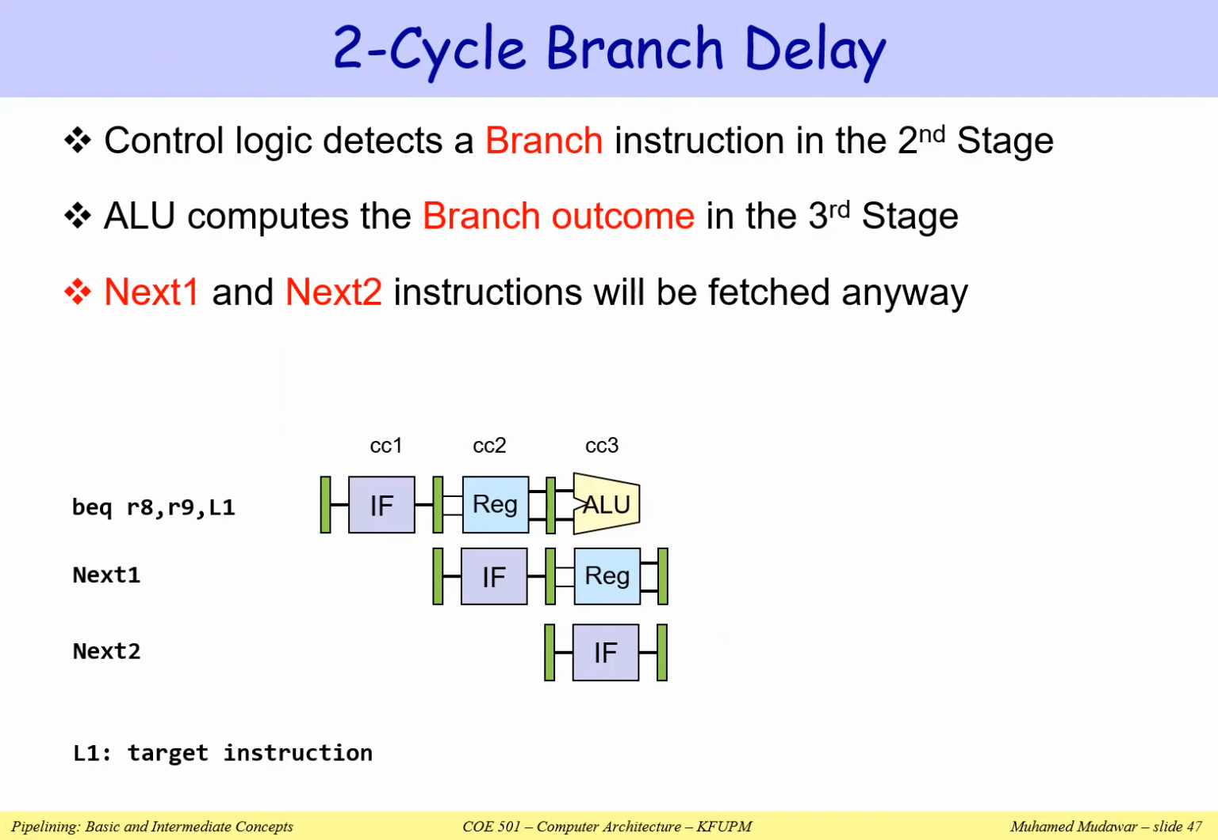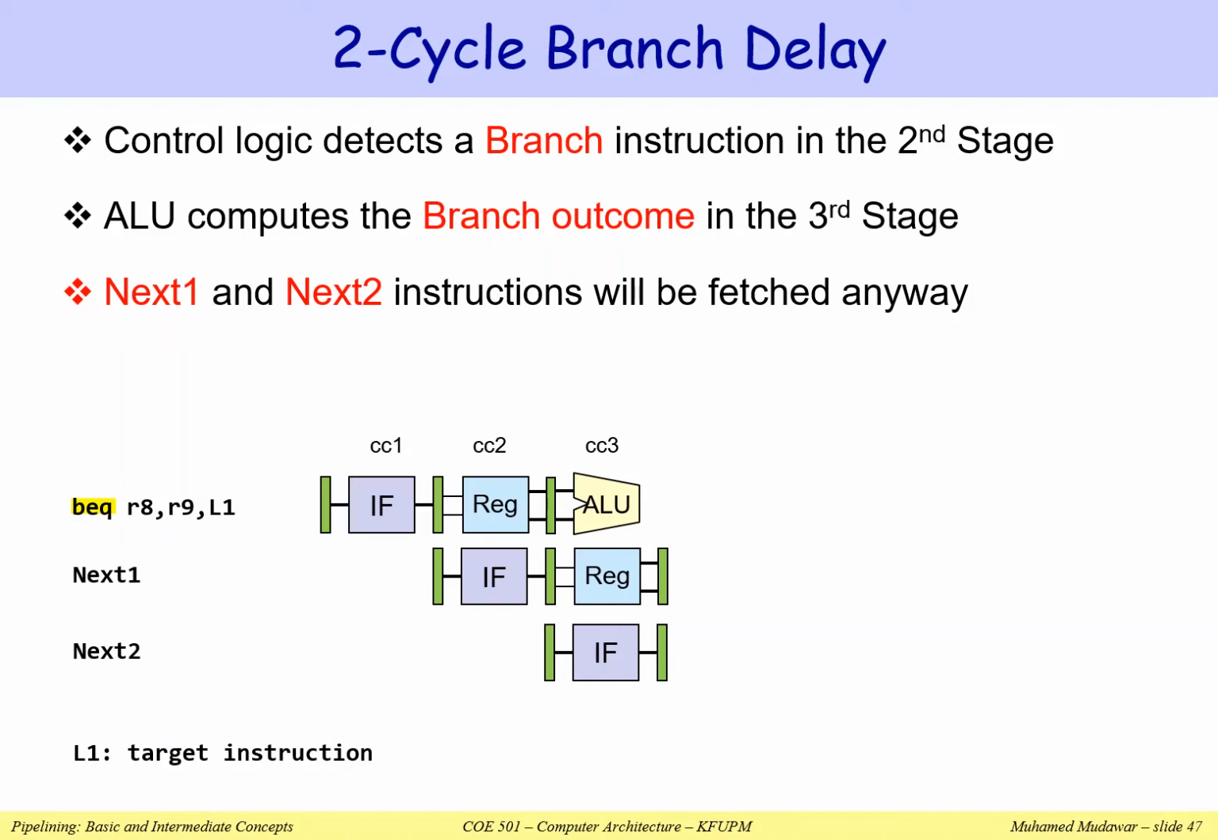Okay, so this shows the 2-cycle branch delay. Suppose I have a branch instruction, for example, a branch if equal. The instruction is going to be fetched at clock cycle number 1. We are going to fetch this instruction from the instruction cache. At clock cycle number 2, we are going to decode the instruction.